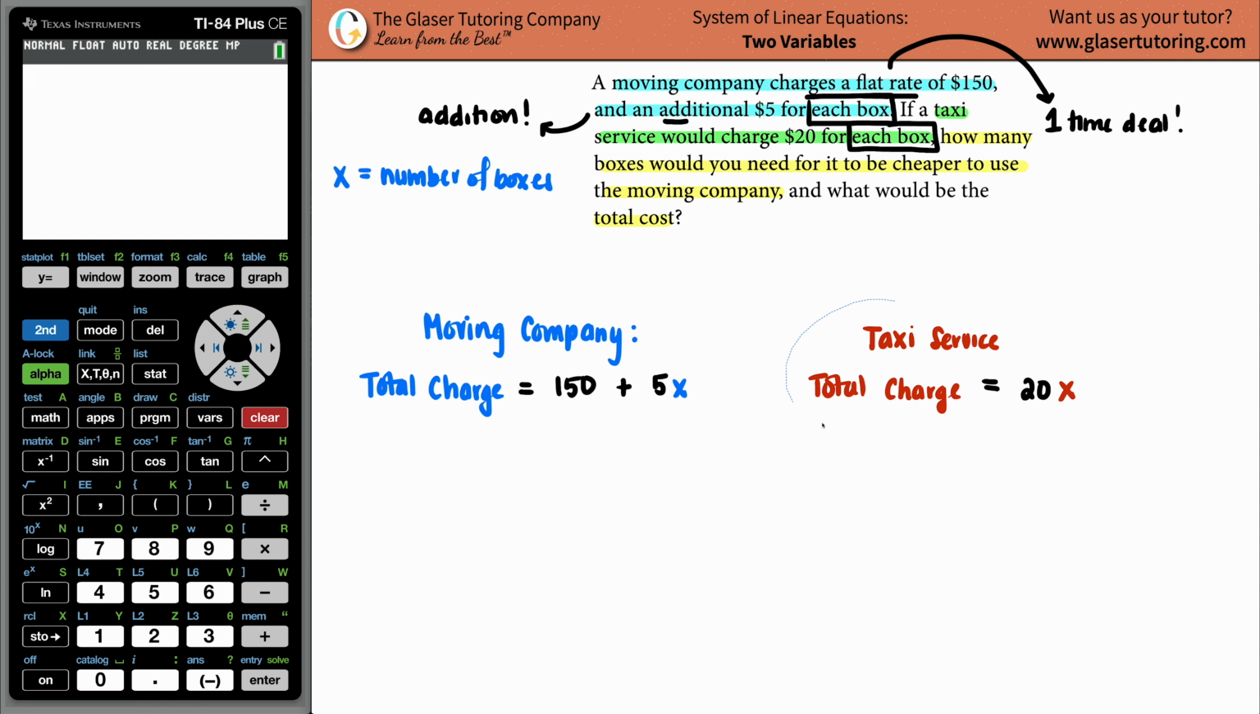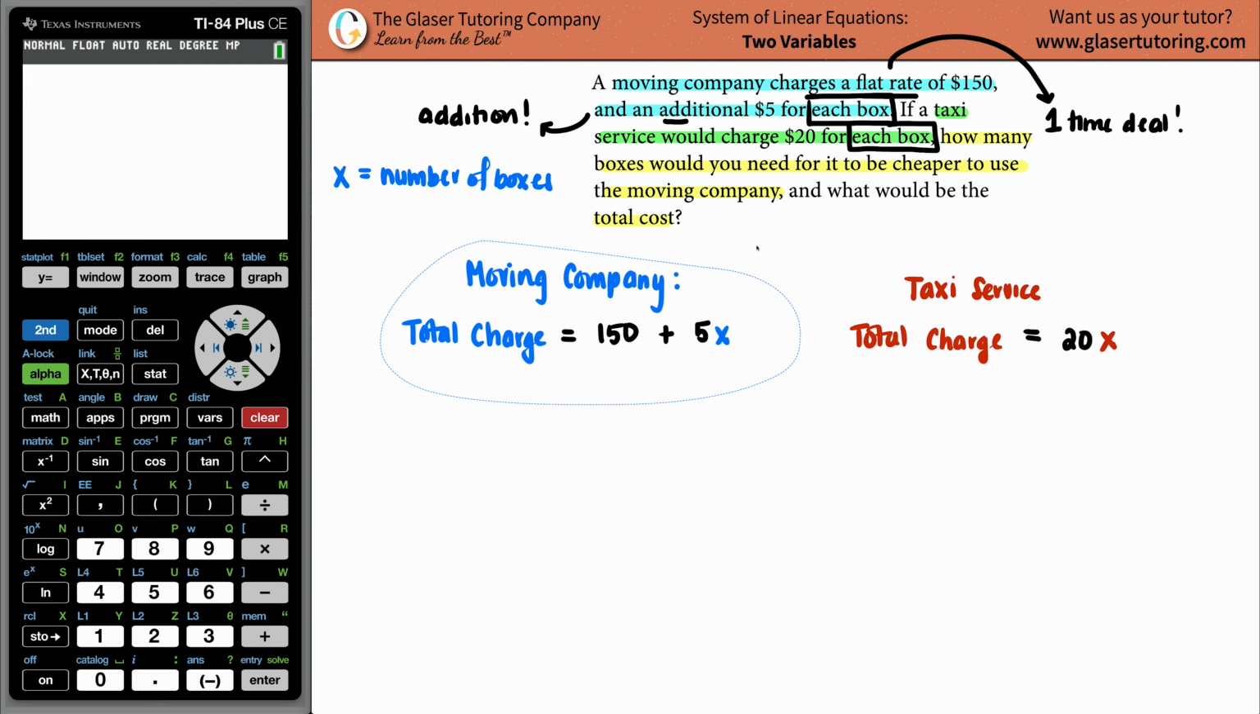So now we have the 2 equations. And we want to know how many boxes. Keep in mind, the boxes is the x. We want to know how many boxes would you need for it to be cheaper to use the moving company.